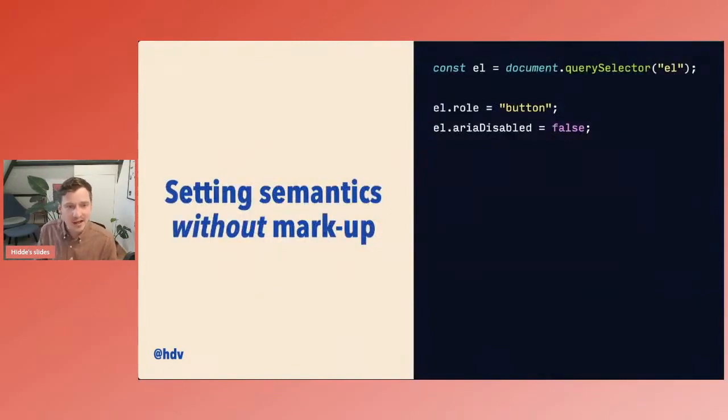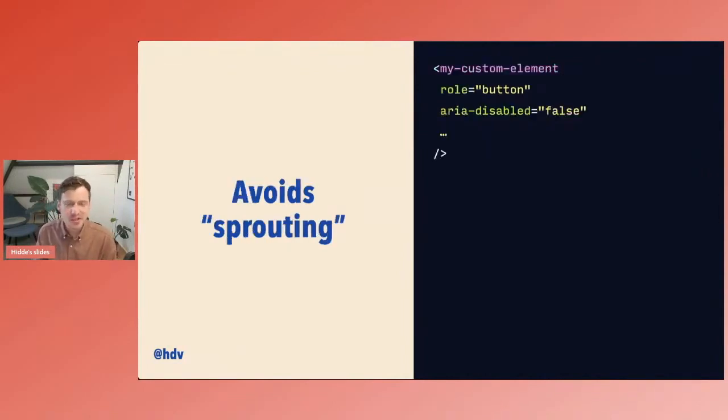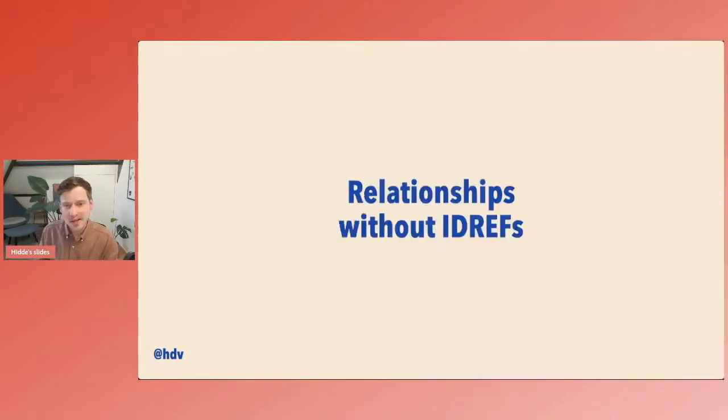You can use this to set semantics without markup. So if you've not written any markup, you can create elements in your JavaScript, like Rob was showing, and then you can set some of your properties, like the role and the disabled attribute, without having to put an attribute in there. And that avoids something that the AOM explainer calls sprouting. So you no longer have to add 5 attributes for accessibility. You can bake them into that element, which I think is pretty cool.